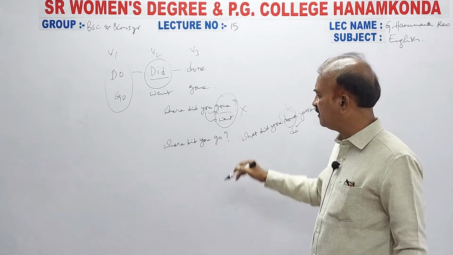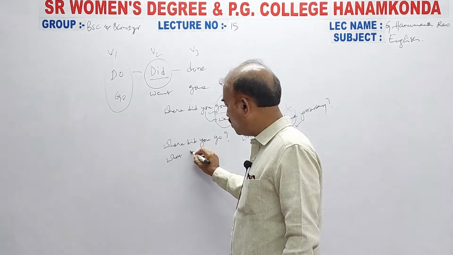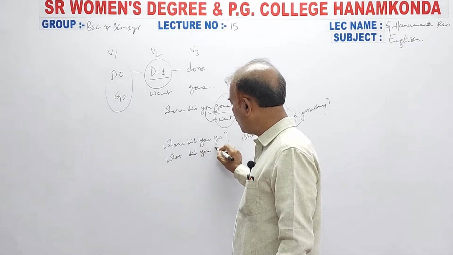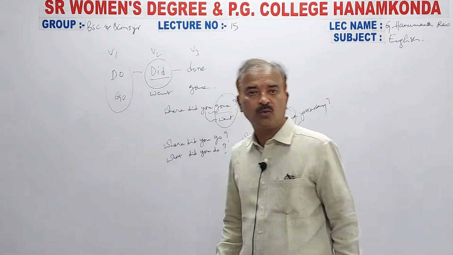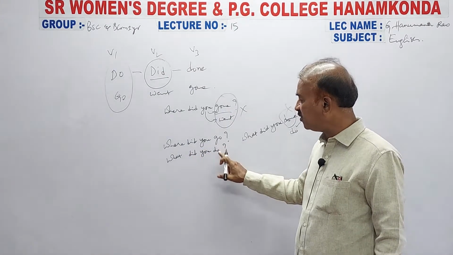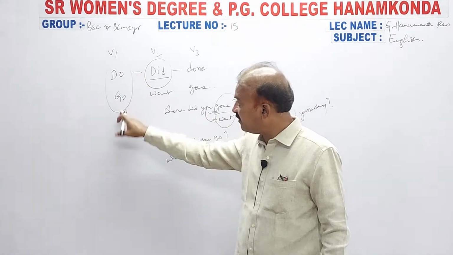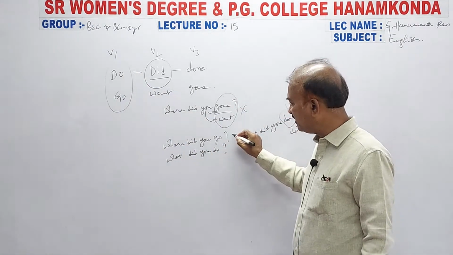So check this. Where did you go? Then check this one. What did you do? Check these things here. Did, past tense, did, past tense. But here, go, do. These are taken from V1. These are the right things.